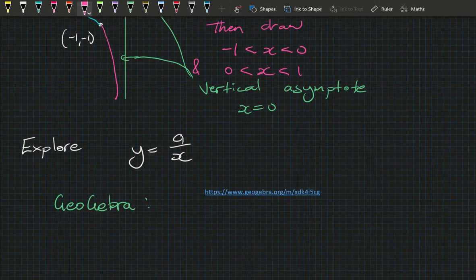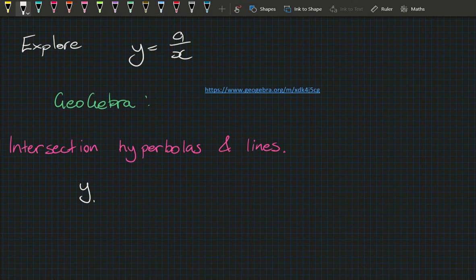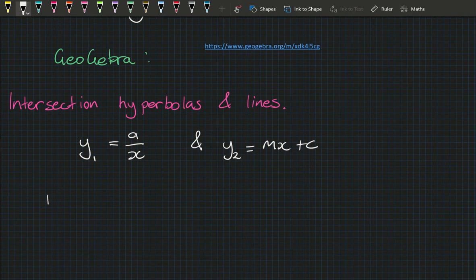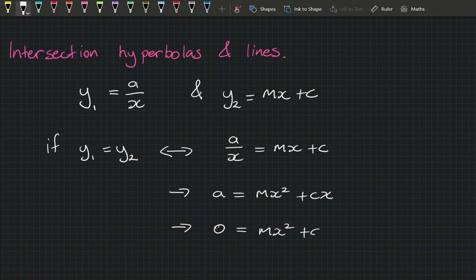On top of graphing these hyperbolas, there's one other thing we're going to be looking at, and that is the intersection of hyperbolas and lines. So we can describe a hyperbola as y equals a divided by x, and we'll describe our line as mx plus c. So that means that if the hyperbola is equal to the line, then a on x has to be equal to m times x plus c. So if I multiply both sides by x, we get a is equal to mx squared plus cx. And if I subtract both sides by a, we can now rewrite it as this.